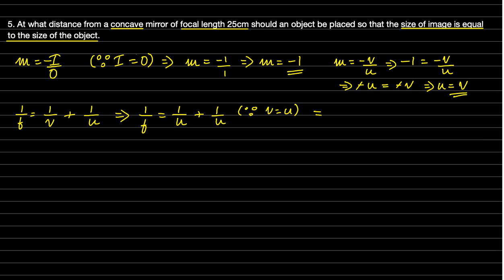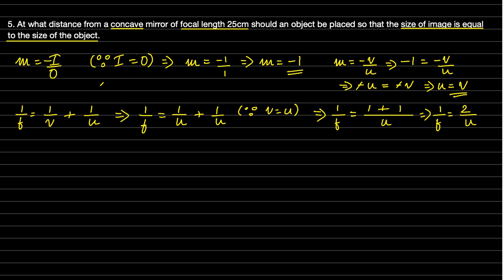So after this I write 1 by f is equal to, we'll be taking the LCM since both the terms are u, the LCM will also be u. So I take the LCM, that happens to be u, and here what I get is 1 plus 1. So I get 1 by f is equal to 1 plus 1 is 2 divided by u. Now we need to see one thing here. The focal length is given as 25 centimeters.